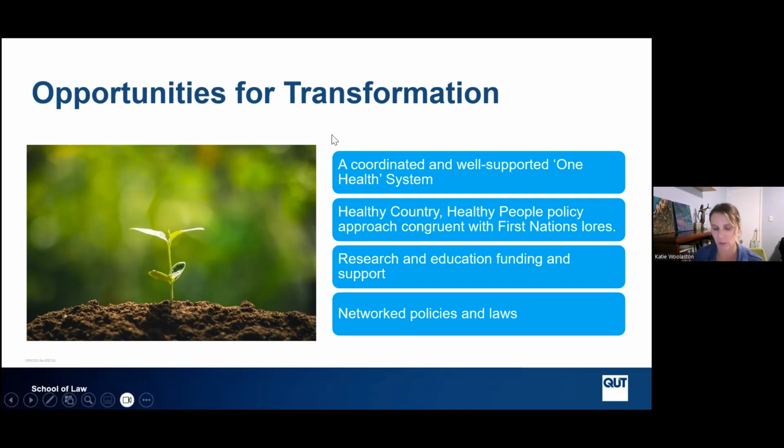Finally, we need a series of networked policies and laws. Just as I mentioned that no one government department or group can take care of this, no single instrument or institution or law can prevent the coming pandemics. So we recommended integration and enhancement of existing environmental laws, outlining a series of One Health, healthy country, healthy people targets for Australia, similar to the SDGs, and adopting national standards for those goals. And that is it from me, and I'm happy to take questions on the method or the outcomes.